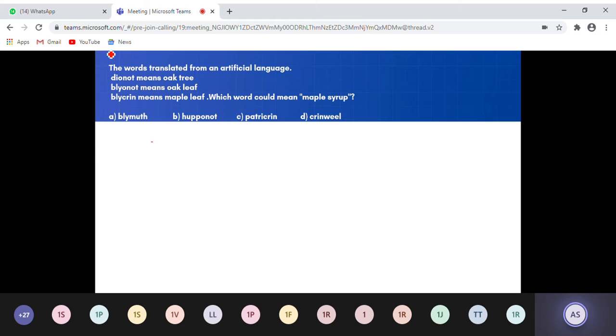The words translated from an artificial language. Dionot means oak tree. Blynot means oak leaf. Blycrin means maple leaf. Which word could mean maple syrup?